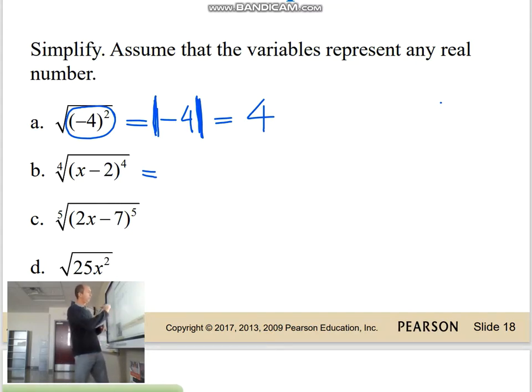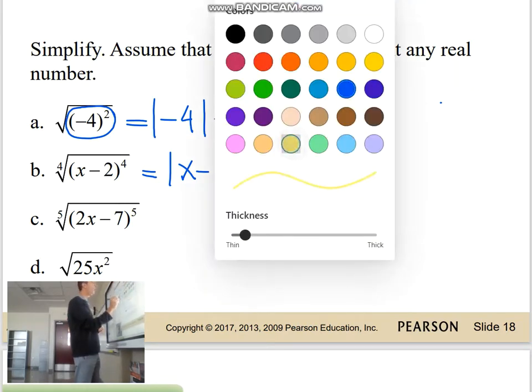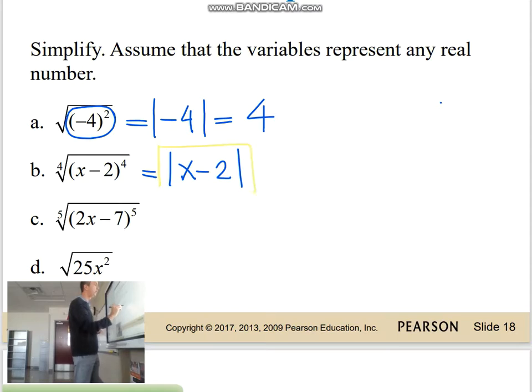And the fourth root of (x minus 2) exponent 4. Now we don't know, right? We don't know if x minus 2 is positive or negative. So we're going to use the absolute value of x minus 2, because then we can make sure that this answer is going to be a non-negative number. It can be 0 or it can be a positive number.